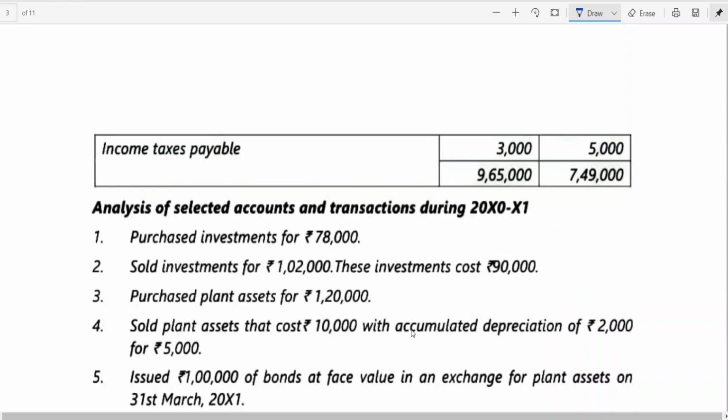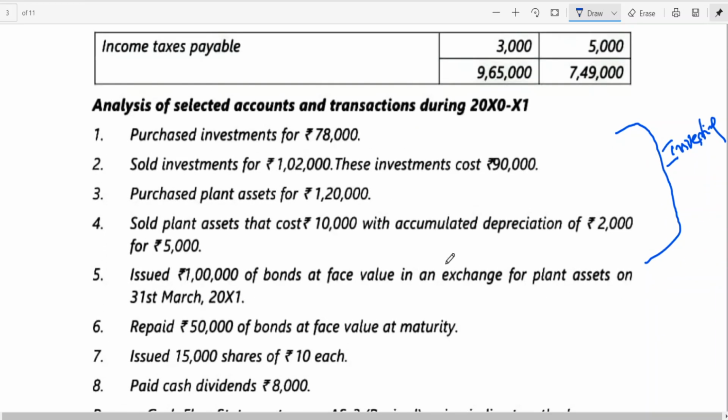Sold plant assets costing 10,000 with accumulated depreciation of 2,000 for 5,000. These four activities come under investing activities. We got the information on investing. Issue of 1 lakh bonds of face value in exchange for plant assets. I think issue of bonds has already been given. This is issued for consideration other than cash, you write.